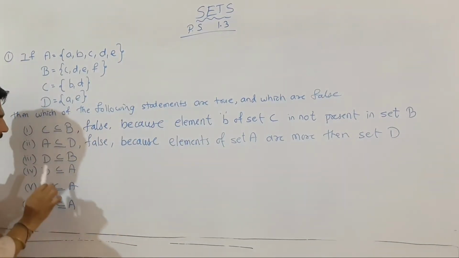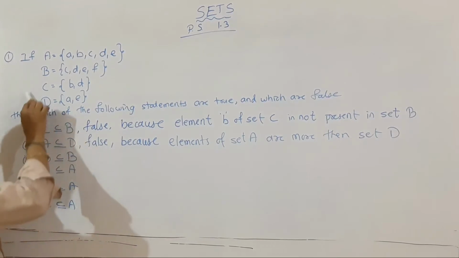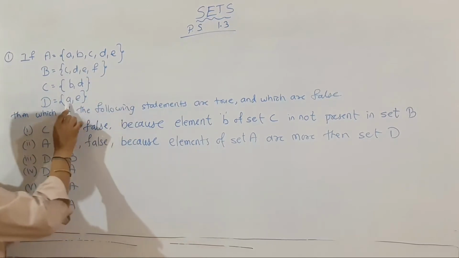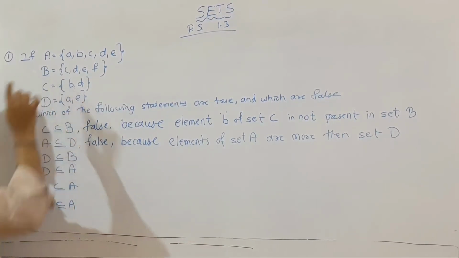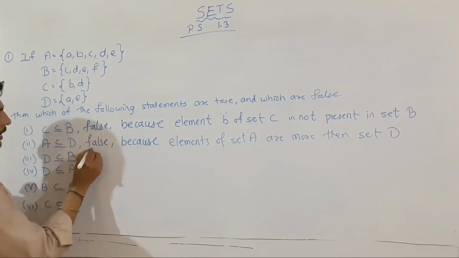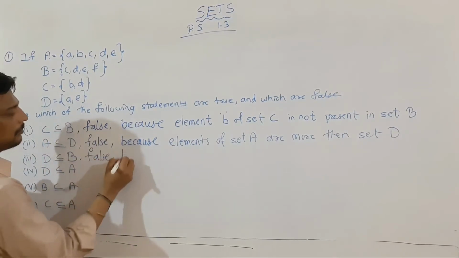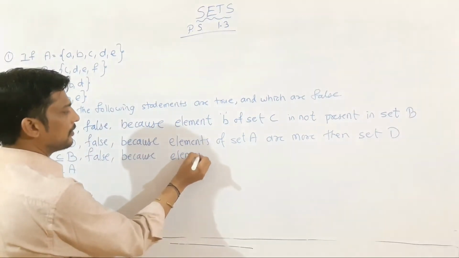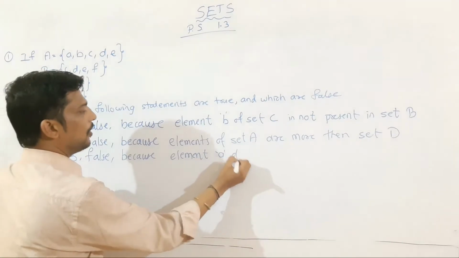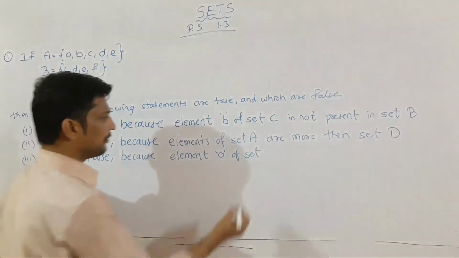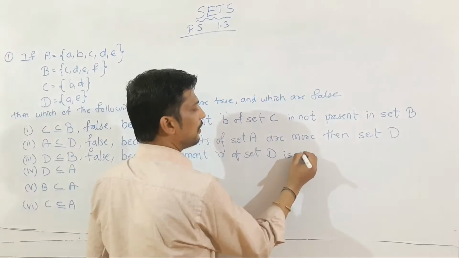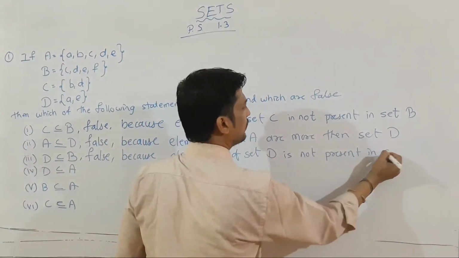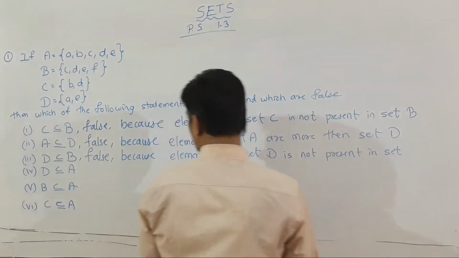Fine. Now next, third. D is a subset of B. Is it true or false? Let us take it over here. D is a subset of B. Now see, A is not there, E is there. Since element A is not there, D is not a subset of B. So I am again writing it as false. Why? Because element A of set D is not present in set B.